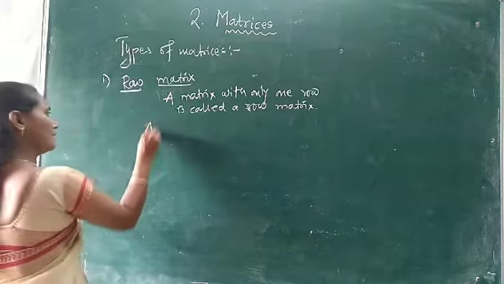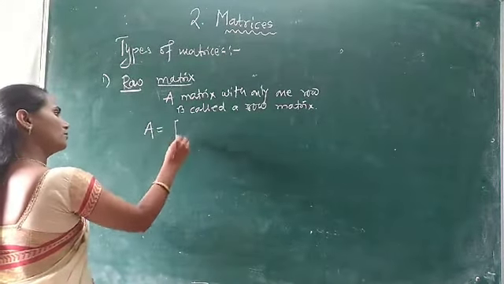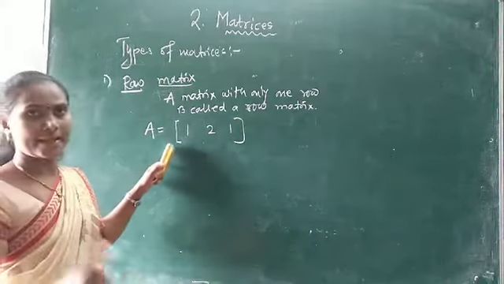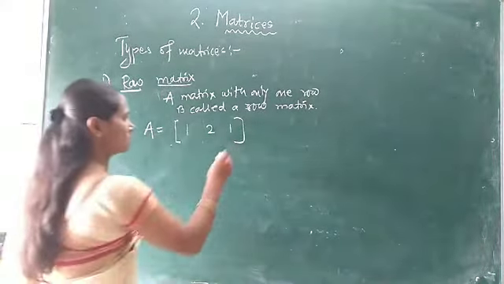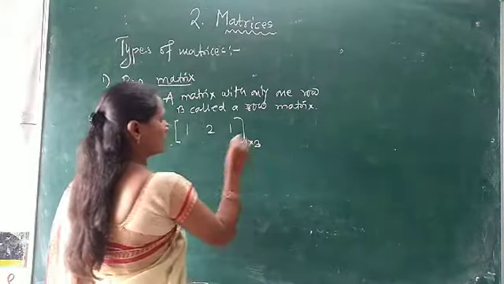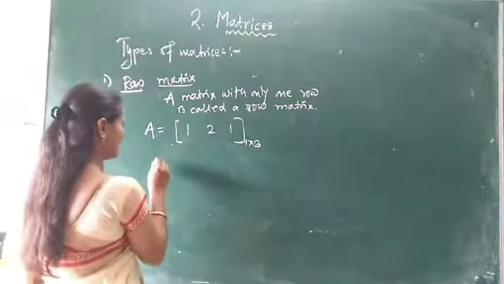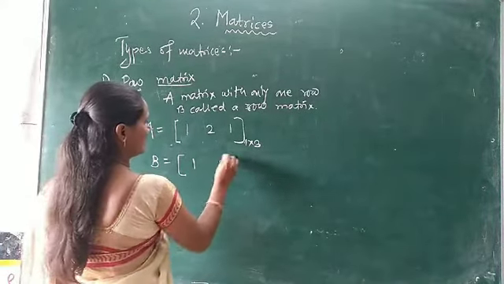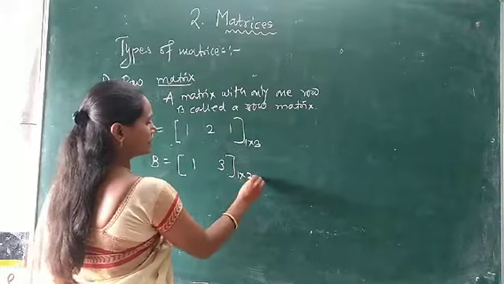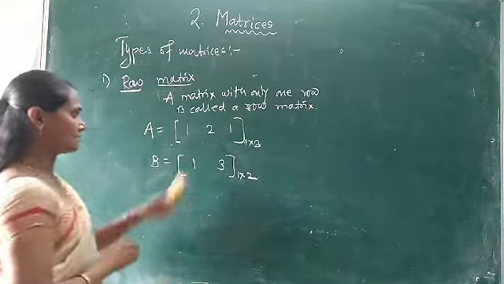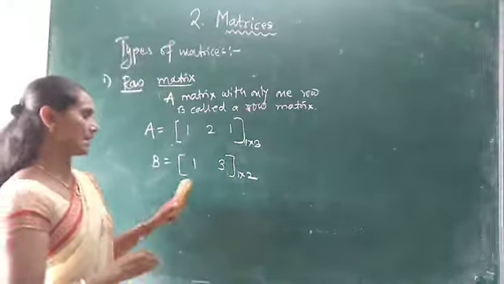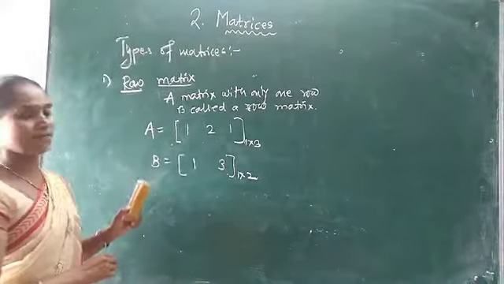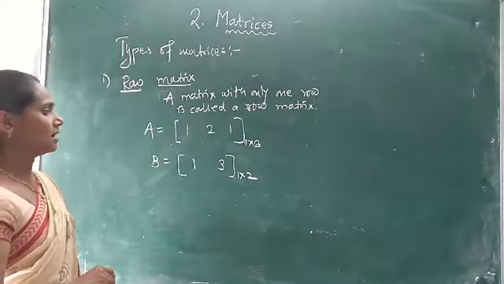For example, A is equal to 1, 2, 1. This matrix has one row but 3 columns, so it is of order 1 by 3. Another example, 1, 3, is a matrix of order 1 by 2. But in both matrices the row count is 1, so this type of matrix is called a row matrix. A matrix having only one row is called a row matrix.